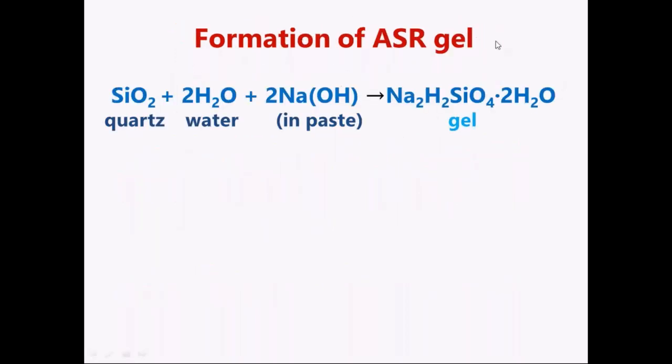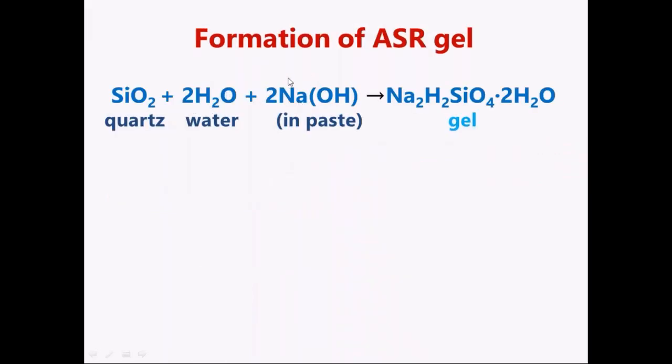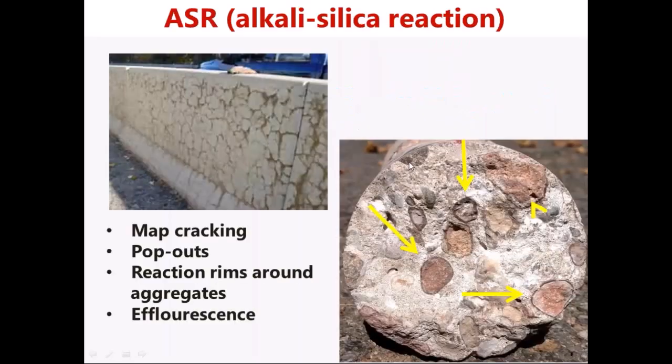So for those of you who need your morning dose of chemistry, here is the equation that explains how ASR gel is formed. Here is our quartz, our silica, water that's in the paste, and alkali in the paste. And that water, by the way, can be moisture moving through the concrete after it's hardened. Those three things combine to give you our ASR gel. Now notice the gel is hygroscopic. It has water in its formula, and it's amorphous. This isn't a mineral. It doesn't have any crystal structure to it. It's a gel that expands when it gets wet.